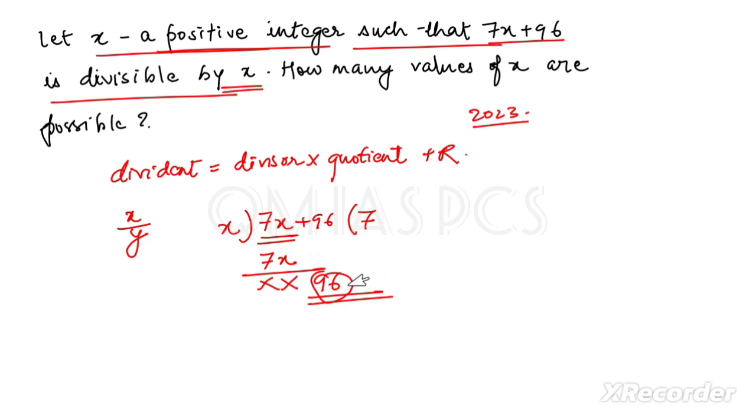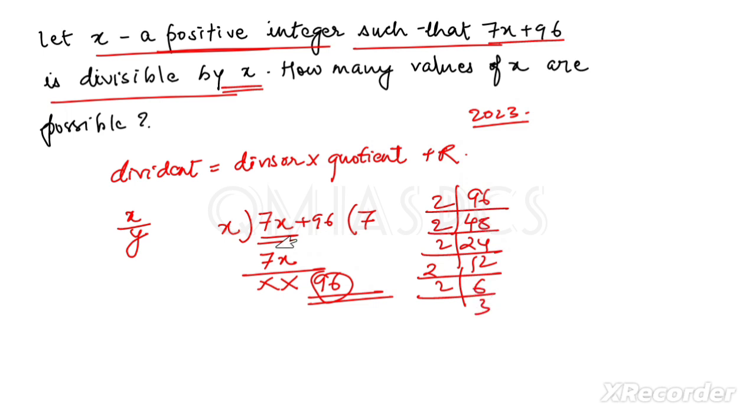So how to find the factors of 96? I have told you that we have to do prime factorization. There are formulas, but it's better to understand the logic and concept behind this rather than learning the formulas. So let's do the prime factorization of 96. It is 48, then 24, then 12, then 6, then 3. Clear? So the value is 2 power 5 multiplied by 3.